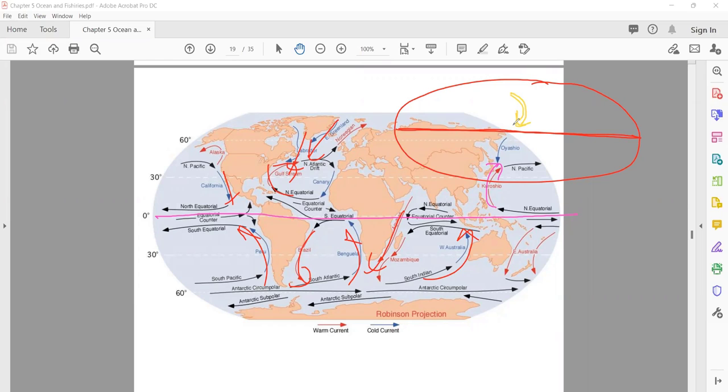Cold. Why? Because it's moving towards the equator. Understand now, if in the exam they do not mention the colors, from the direction can you tell which type of current this is? Easy? Yes.